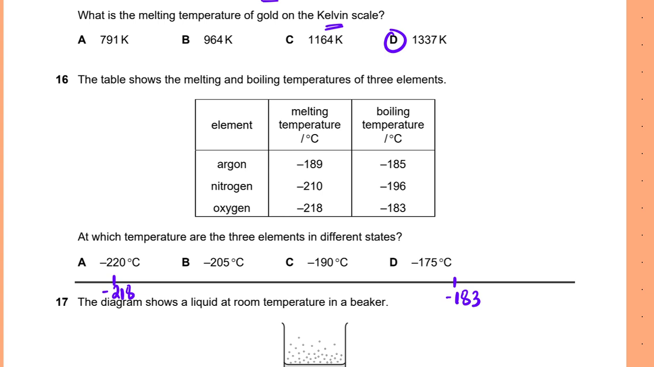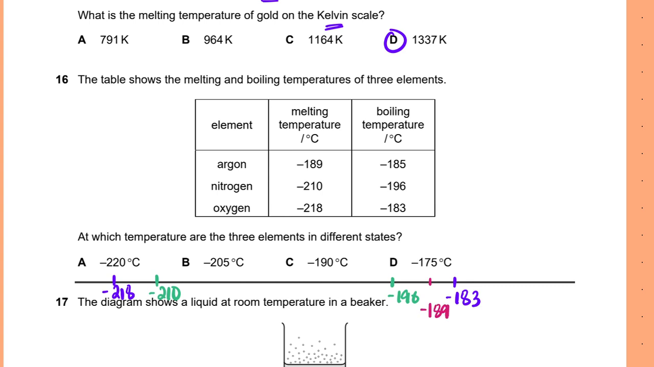Now let's talk about nitrogen. So nitrogen, minus 210 is when it melts, and minus 196 is when it boils, so when it turns into a gas. And then minus 189, so minus 189 would be here.